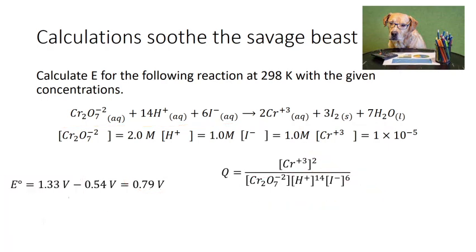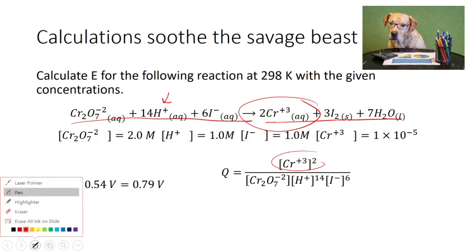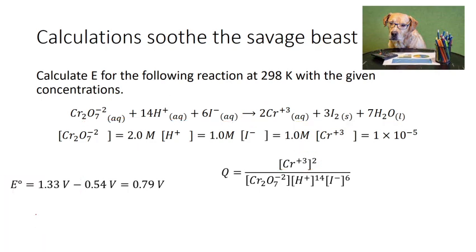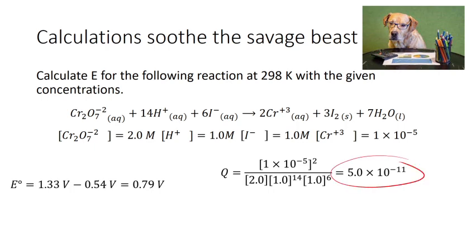And when we look at products over reactants, we look at all the things here that are not solids or liquids and all the things here that are not solids or liquids, right? And so our only product that is not a solid or liquid is our chromium ion, so that's the only thing on top. All the things in our reactants are not solids or liquids, so those go on the bottom. And luckily, we have values that are given to us to put in here. And so we put all our values in there, and we find that the reaction quotient is equal to 5 times 10 to the negative 11.